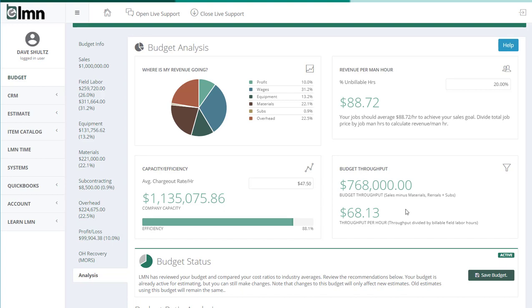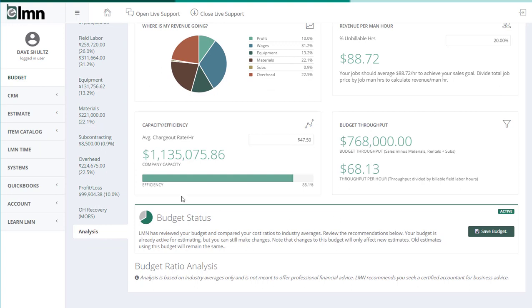Your throughput per hour is simply your budget throughput divided by the number of man hours that you put in your field labor budget. And again, that's how much money your jobs should generate per person per hour in throughput. That is sales minus materials, rentals, and subs in order for you to hit your sales goal. This number isn't going to mean a whole lot for you right now, so don't overthink it. But when we get to estimating, it's going to be a really cool number because it'll look at how much revenue per hour your crews are doing after your vendors are paid.